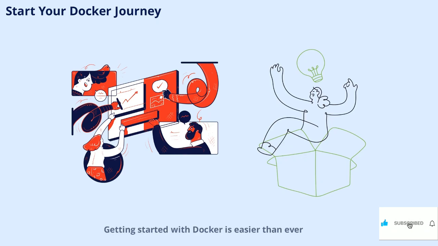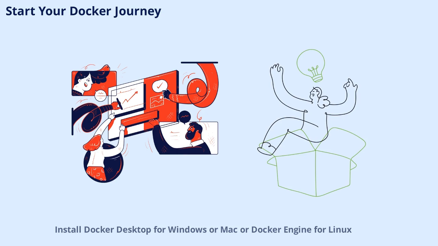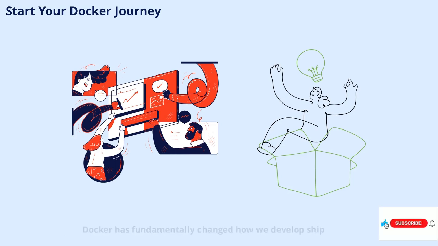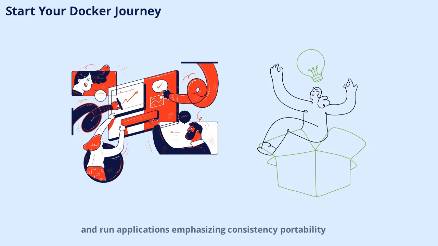Getting started with Docker is easier than ever. Install Docker Desktop for Windows or Mac, or Docker Engine for Linux. Begin by containerizing a simple web app, running a database, or setting up a multi-service application with Docker Compose. As you progress, master basic commands, learn Dockerfile best practices, and explore orchestration tools like Kubernetes. Docker has fundamentally changed how we develop, ship, and run applications, emphasizing consistency, portability, and efficiency.